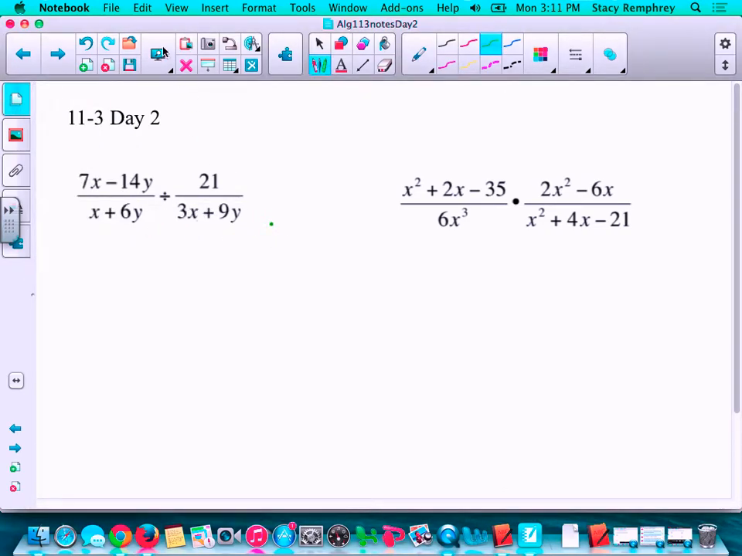Okay, these are the notes for 11.3 day 2. So day 2 is very similar to what we did before. We're just going to get a little bit more complicated than we had in the past.